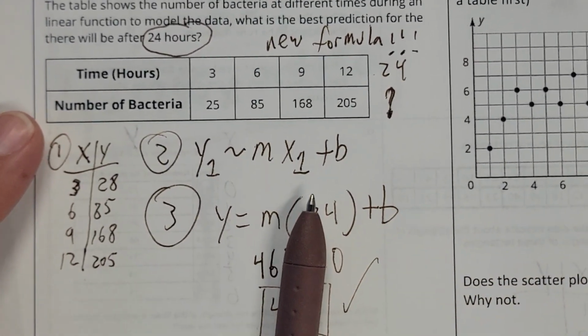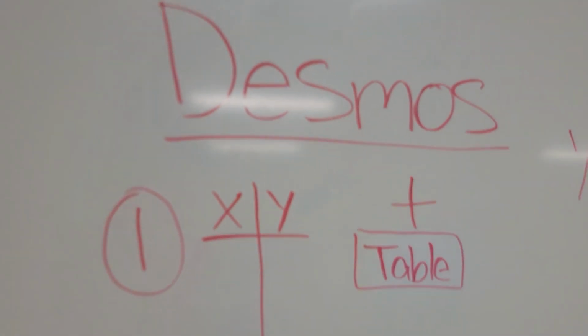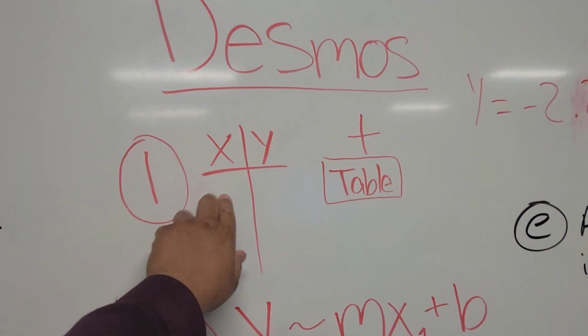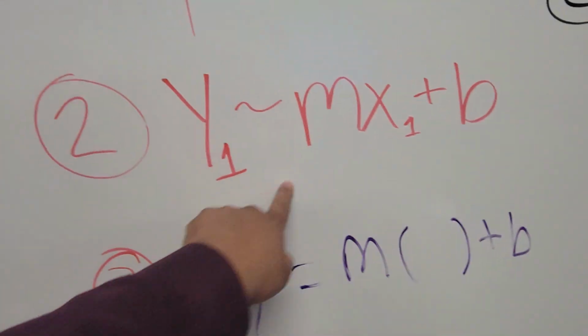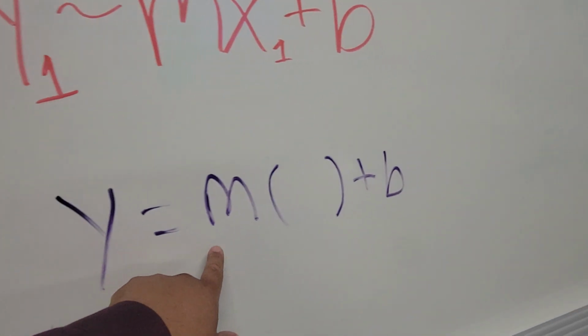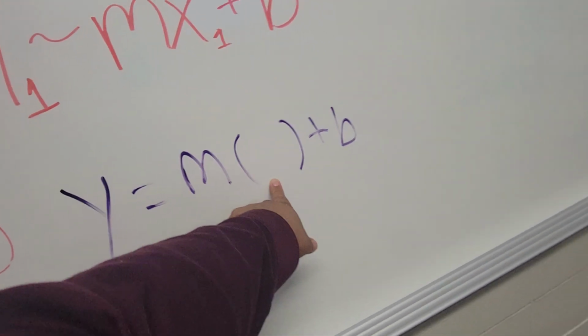Okay, if you look on the board, let me show you the boards in the classroom. All right, so in the classroom, we have our table. That's the first one. You need to have the y squiggly. You need to put this on number 2. And then on number 3, that's where you put your new formula. This is the number that we have to look for. Okay?